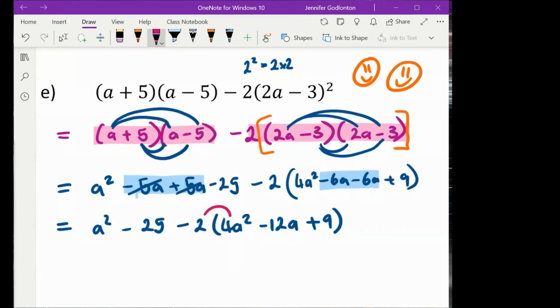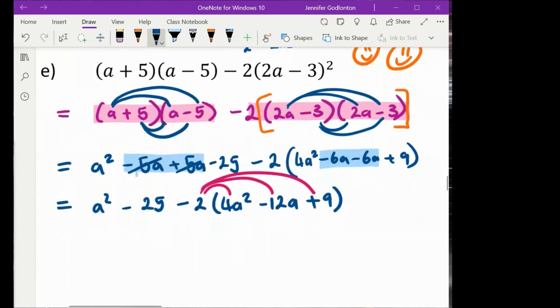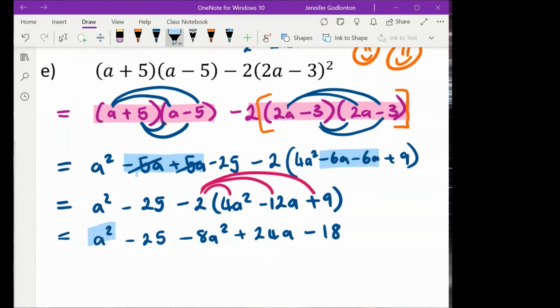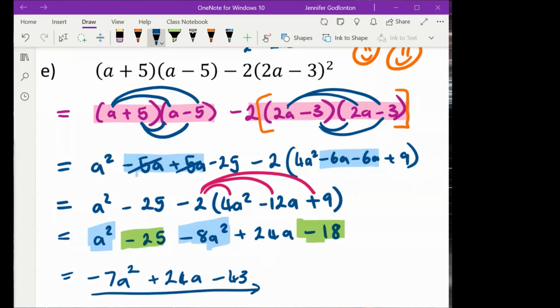Now I need to distribute this negative 2 in. If you've gotten this far, you're doing really, really well. So, a squared minus 25 minus 8a squared plus 24a minus 18. And then our last step is our like terms. So a squared and a squared give negative 7a squared, plus 24a. And then we've got negative 25 minus 18, which is going to give us negative 43. And that's going to be our final answer.